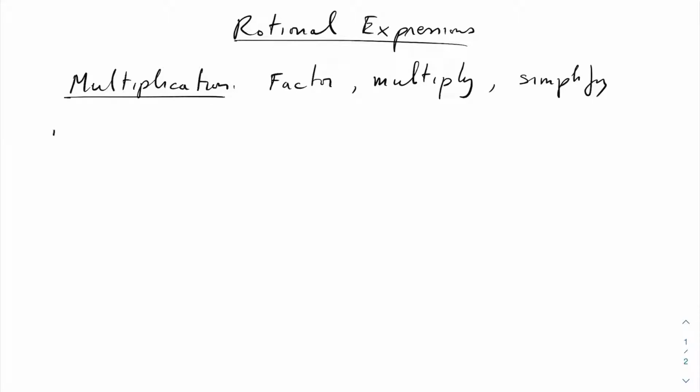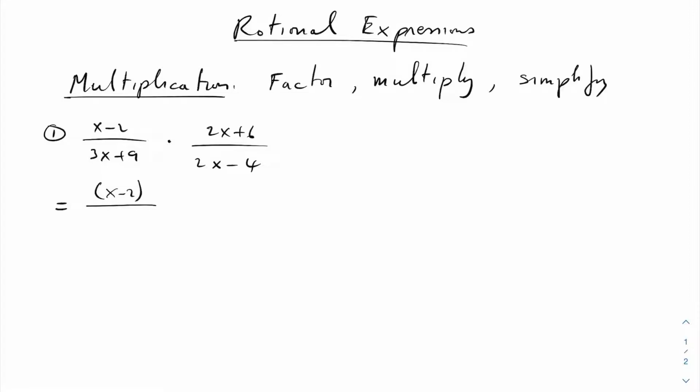The first example is going to be (x minus 2) divided by (3x plus 9), all multiplied by (2x plus 6) divided by (2x minus 4). Looking at this, the first thing we should do is factor out every single polynomial that we have. Looking at the first rational expression here, its numerator is already all factors, so there's nothing you can do. Its denominator has a 3 as a common factor, so we can pull out the 3 here and have 3 multiplied by (x plus 3).